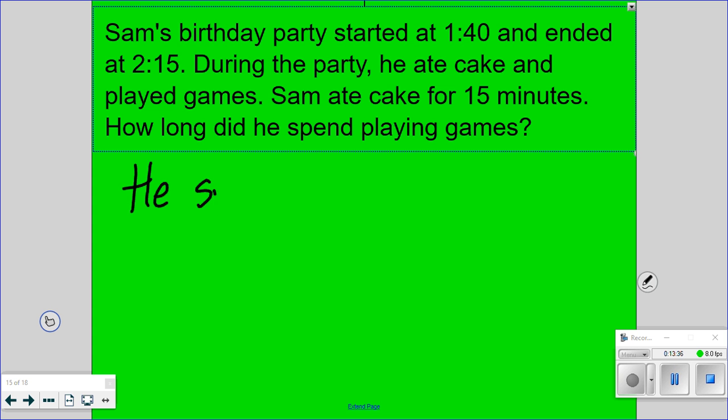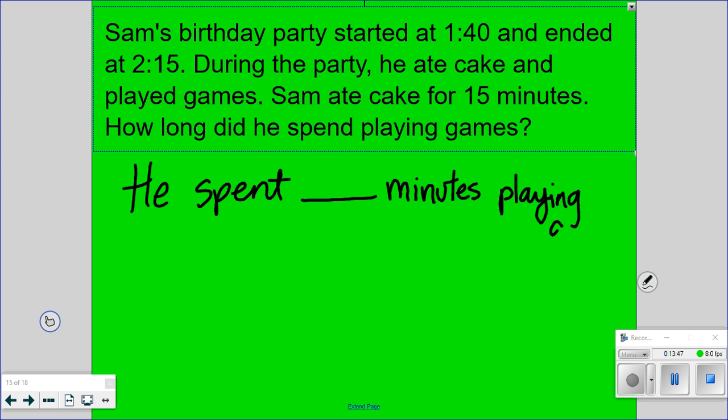He spent blank, here's our unit, what we're counting, minutes, playing games. That's a really good wonder. Some like 3 hours. He spent blank minutes playing games. Maybe this was just a classroom version party because those are pretty short, not like a birthday party at a restaurant. Yeah, could be. All right, let's draw our number line.